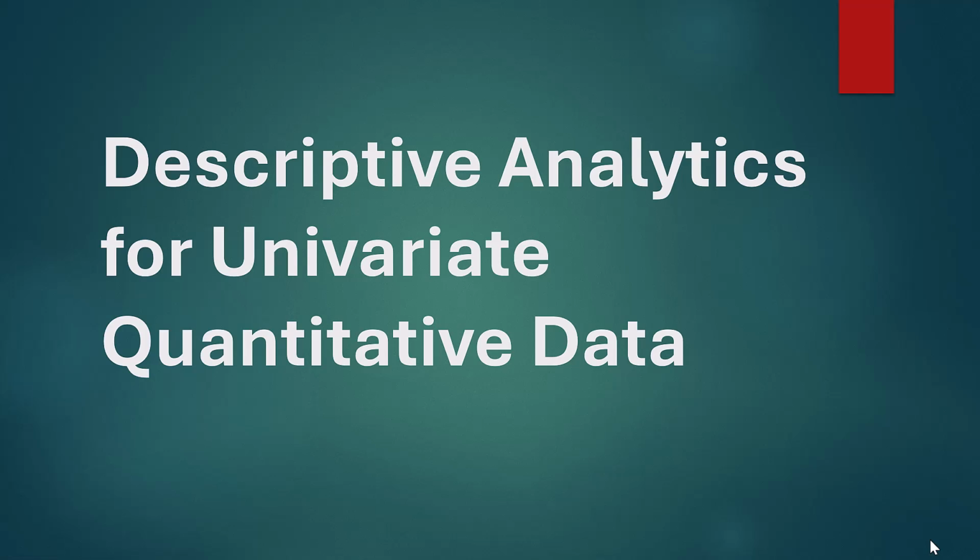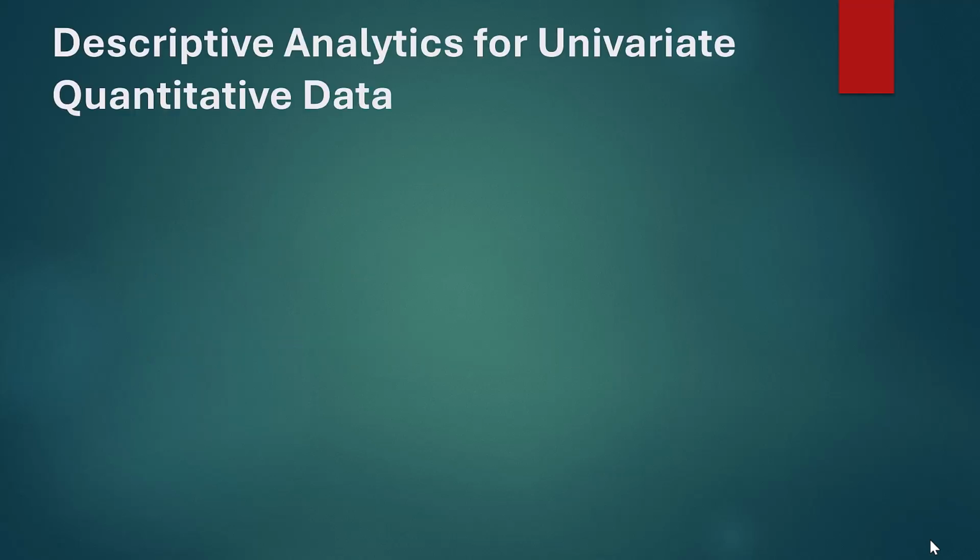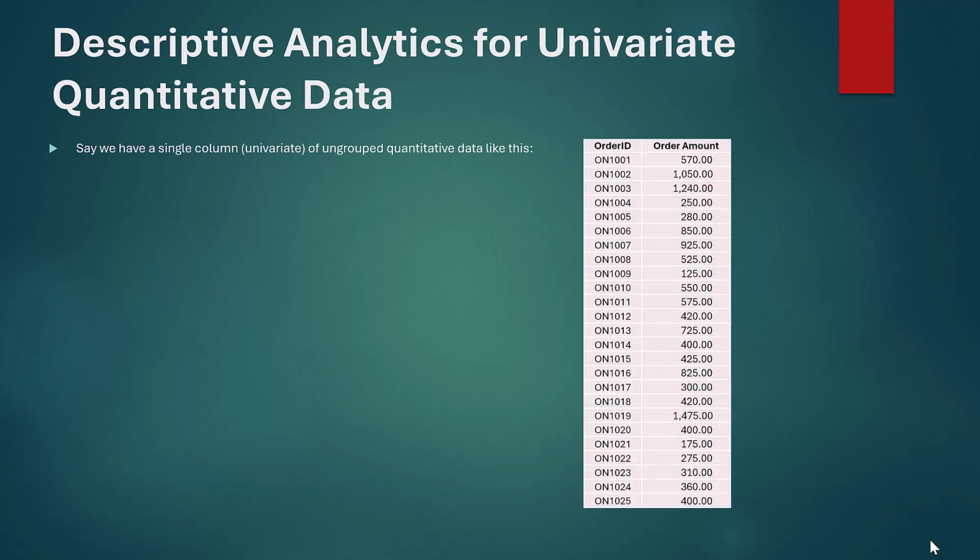In this lesson, we will talk about descriptive analytics for univariate quantitative data. So, descriptive analytics for univariate quantitative data. Say we have a single column of ungrouped quantitative data like this. Because there is one column of data, order amount. The other column here is just order ID, which is an ID field, so it's not really data. So we have univariate data and it's ungrouped.